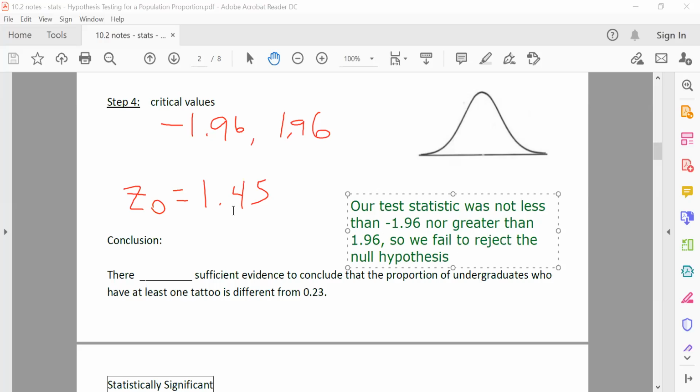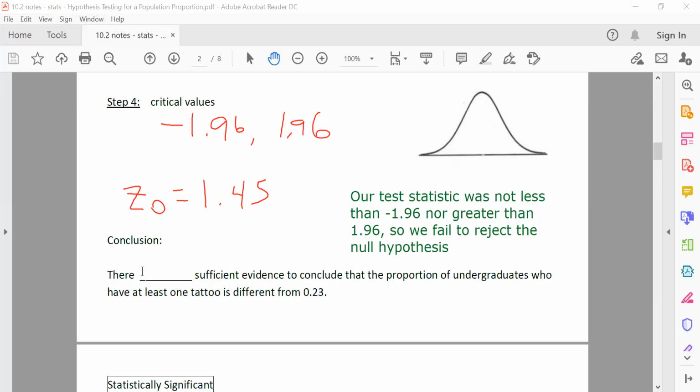And when we fail to reject, we're saying there's not sufficient evidence to conclude that the proportion of undergraduates who have at least one tattoo is different from 0.23. That's the bottom line. If we had rejected the null hypothesis, we would be saying there is sufficient evidence. But since we are not rejecting, we're saying there is not significant evidence or sufficient evidence.